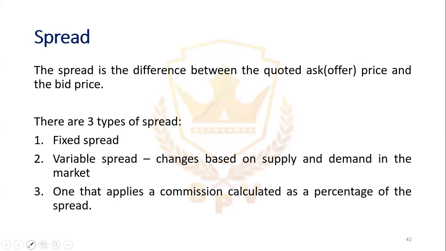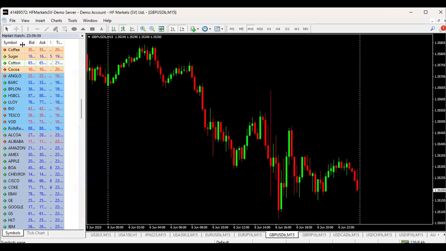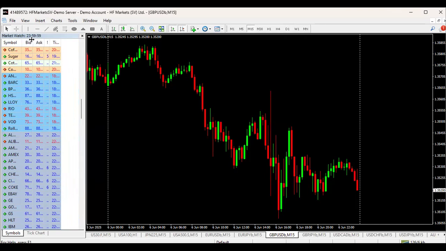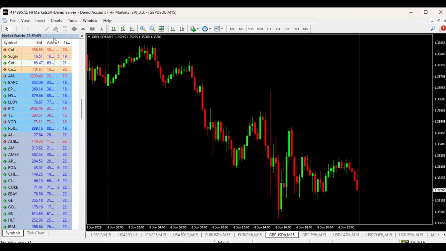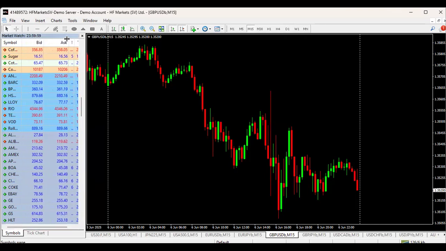Now, let us talk in detail about the spread. So the spread is the difference between the quoted ask price and the bid price. So let's go to the market and look here. Here we have the bid price versus the ask price.